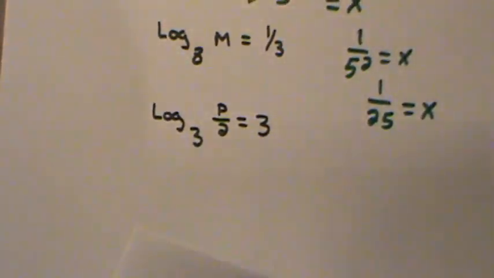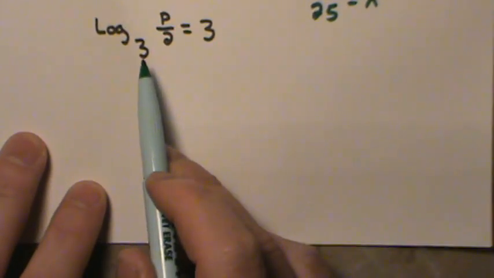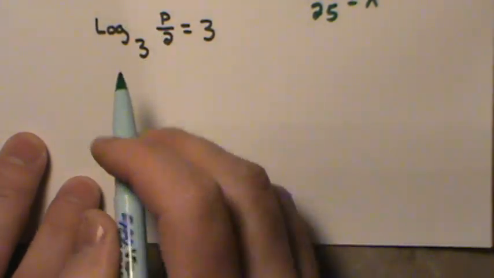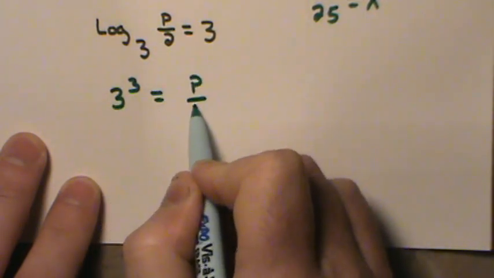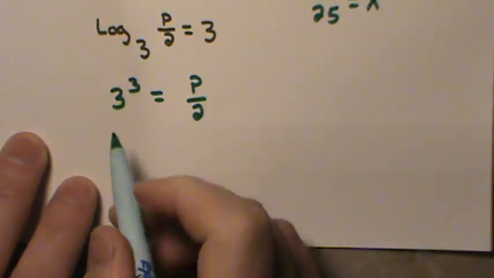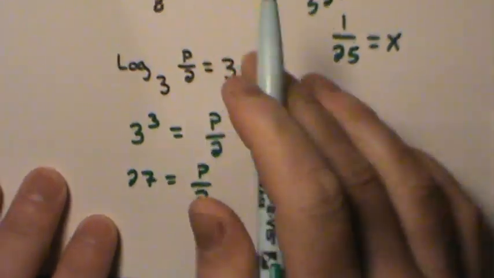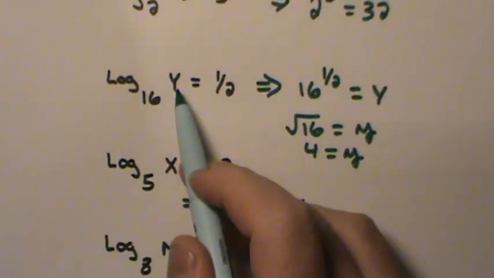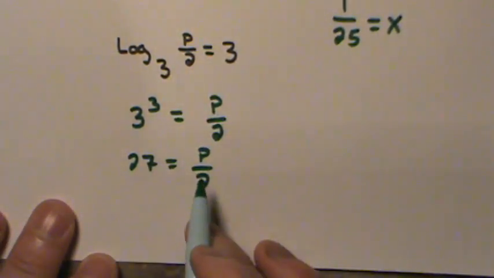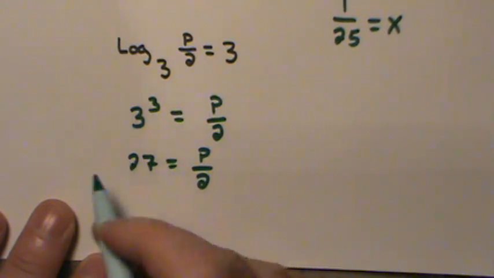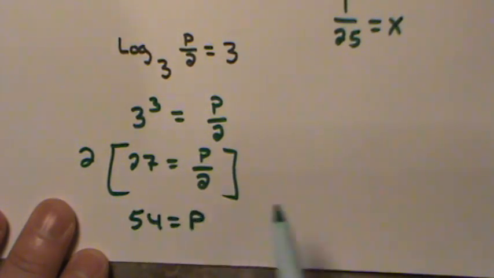And I've got one more example here. You have just enough room to work that out. I've got a base, an exponent, and a result. So this is saying 3 raised to the 3rd is equal to p/2. 3 to the 3rd is 27. And notice that it doesn't faze me that it wasn't just a simple m or x or y. This one had an expression here. It said p/2. Alright, so I can solve it. I can multiply both sides by 2. As I multiply both sides by 2, I get 54 is equal to p.